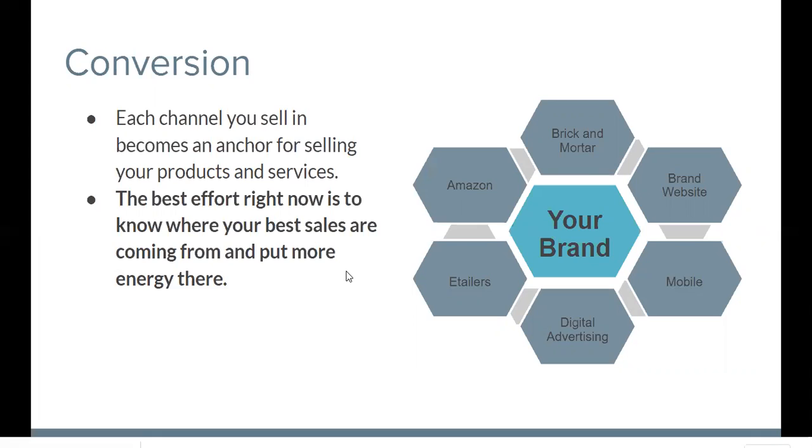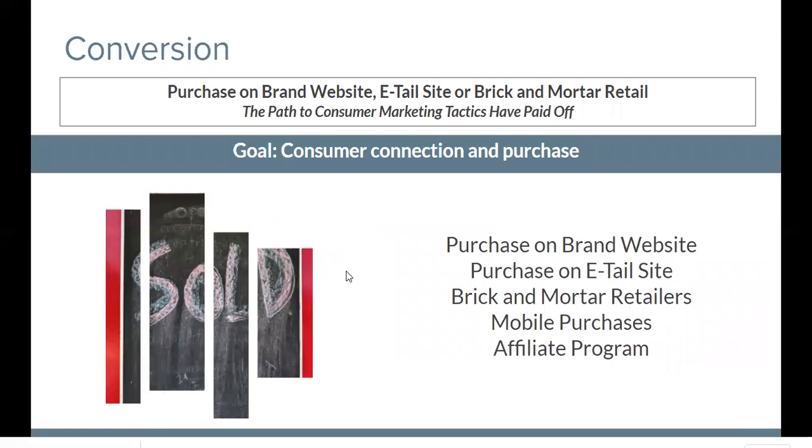There's a variety of channels through which conversion can happen. With more people purchasing online, you have to have your website and e-tailer partners working their magic. What channels are you focused on? Direct to consumer with your website, purchasing on e-tail sites, maybe Amazon, or maybe the new brand platform Hive Brands. Or are you focusing on in-person shopping with brick and mortar retailers? You've also got mobile purchases and potentially affiliate programs.